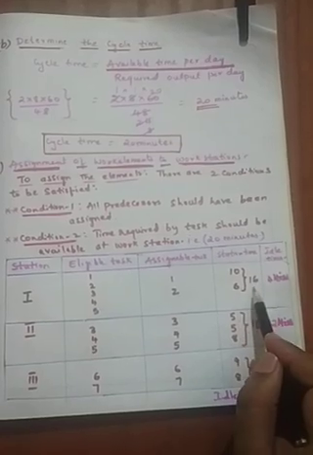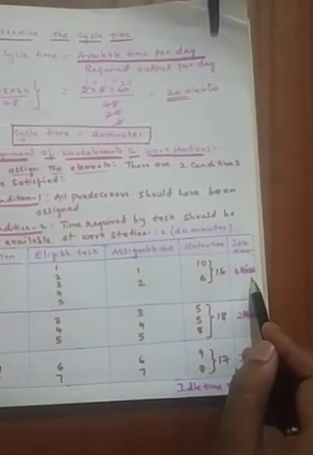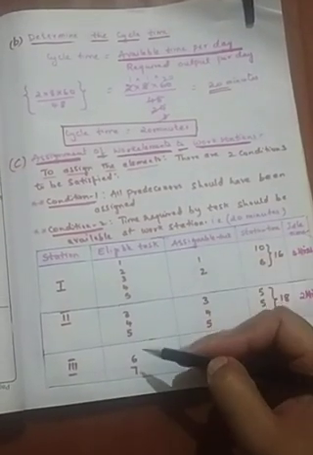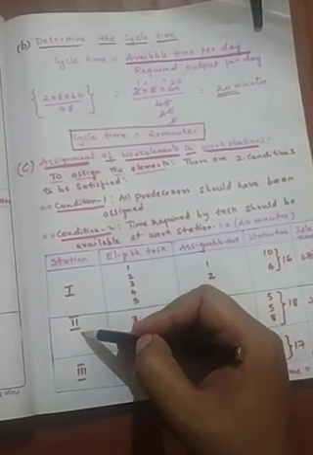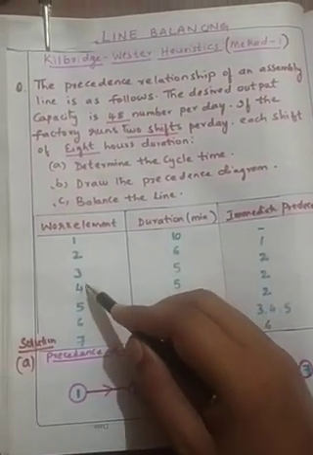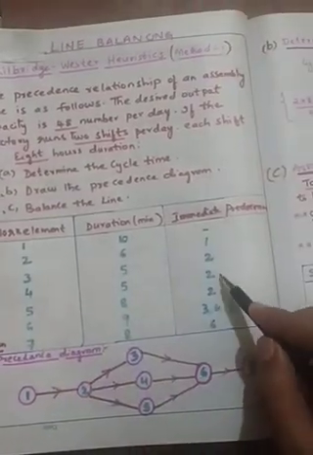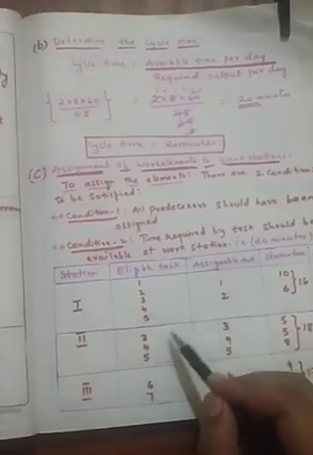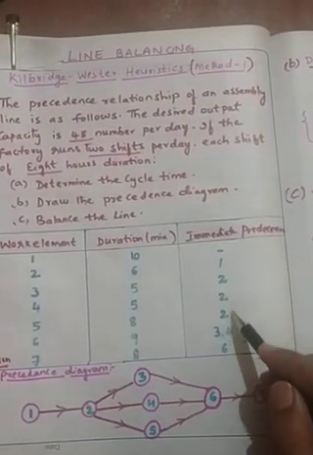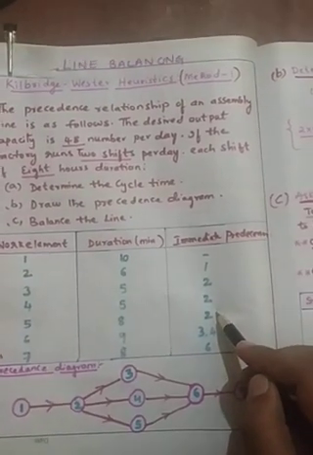So 10 plus 6, 16. What is the idle time here? 4 minutes. Similarly for station 2, whatever has not been assigned, I will now enter into station 2. So coming to station 2, 1 and 2 we have completed. So let us see 3, 4, 5, because the second element is already completed. Here we have assigned the second element. So 3, 4, 5 are eligible because the predecessors are completed, according to the first condition.